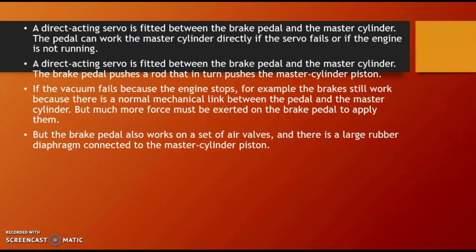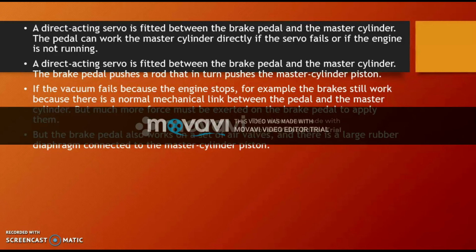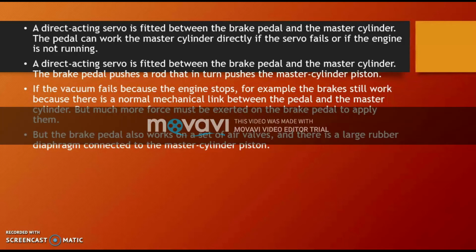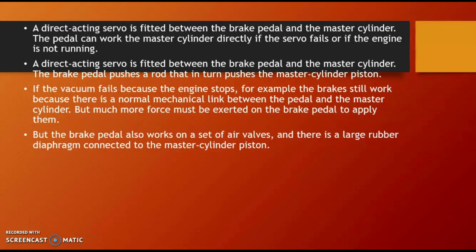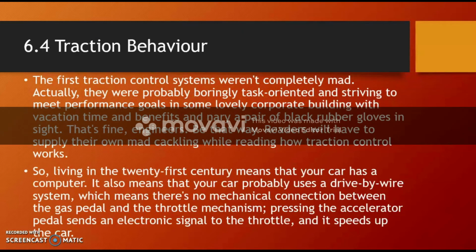The brake pedal pushes a rod that in turn pushes the master cylinder piston. If the servo fails because the engine stopped, for example, the brakes still work because there is a normal mechanical link between the pedal and the master cylinder. But much more force must be exerted on the brake pedal to apply them. The brake pedal also works on a set of air valves, and there is a larger rubber diaphragm connected to the master cylinder piston.